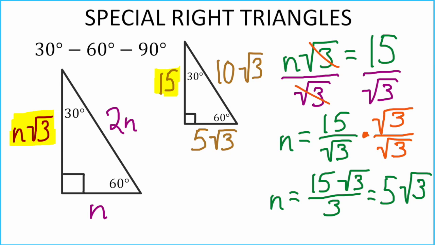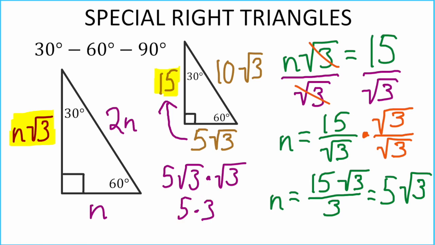Now, before we move on, let's just double check that this worked out. If our short leg is 5 radical 3, that means we should multiply it by radical 3 to get the long leg. So in other words, 5 radical 3 times radical 3 needs to give us 15. Does it? Well, radical 3 times radical 3 is just 3, and our 5 times 3 gives us 15, so it does work. Time for practice problems. So when you see the problem, pause the video, work it out, and then press play to check your answer.